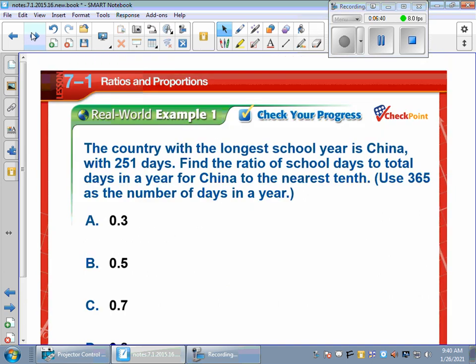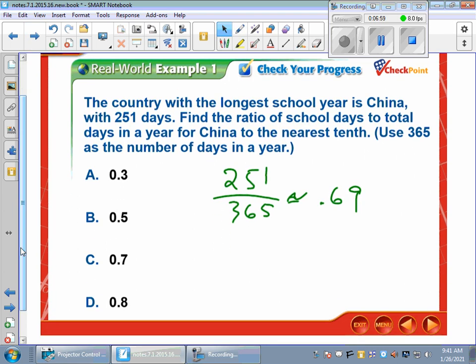This one right here, the country with the longest school year is China, 251 days of school. Divide that by the 365, and you find that you would get about 0.69. Now again, they just asked for a decimal equivalence, so the one that is the closest would be C, which is 0.7.